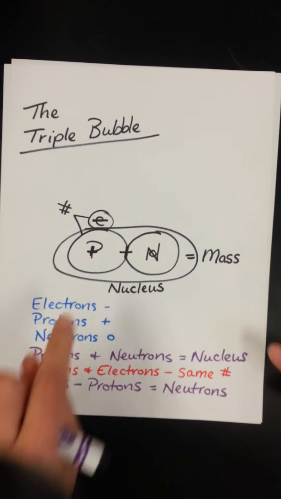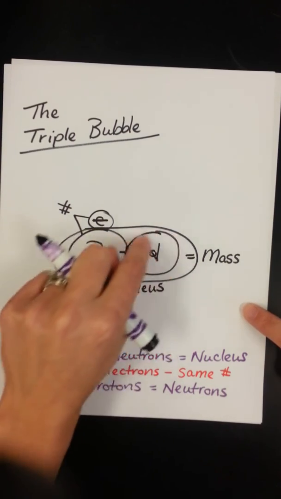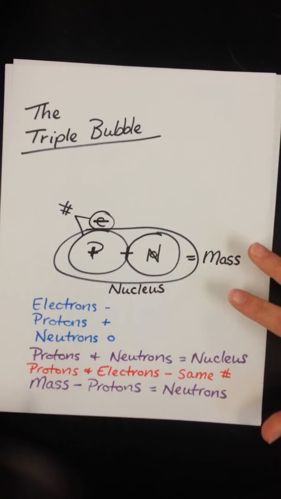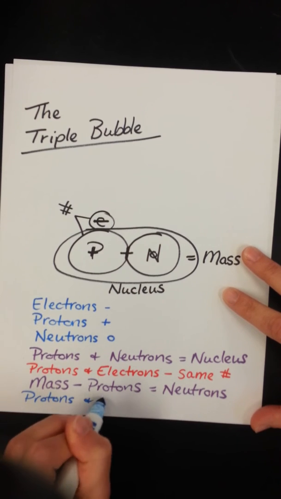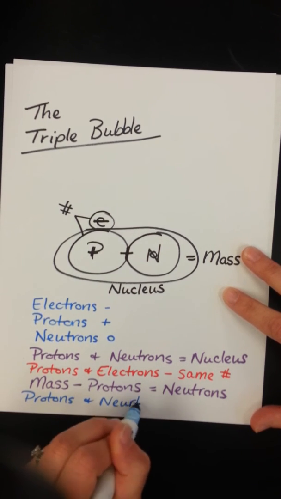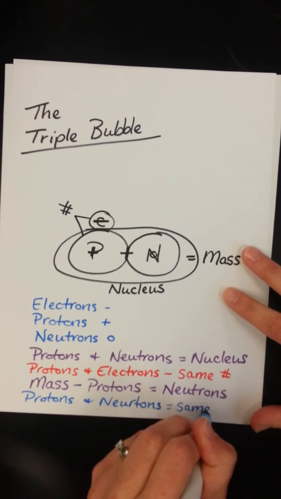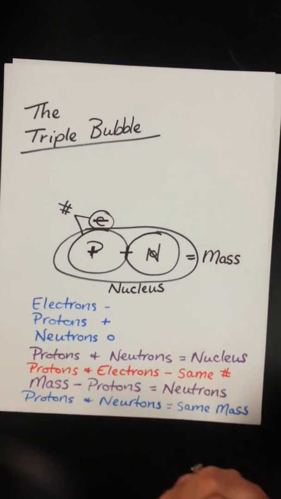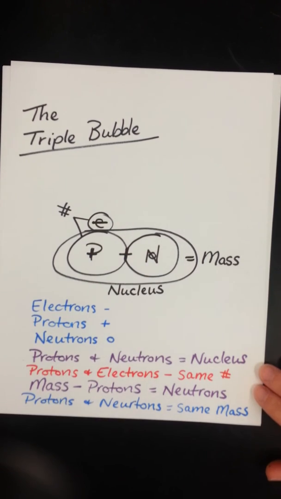This works because protons and neutrons have the same mass. That is why they are drawn the same size. The electrons are located in the electron cloud, so they're outside the nucleus.